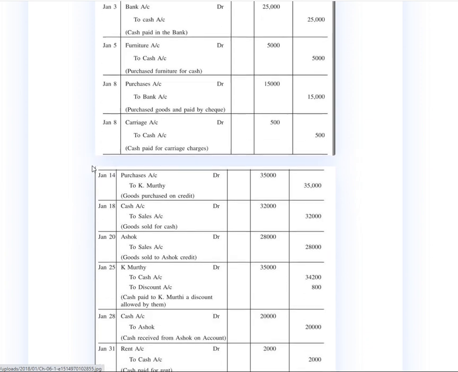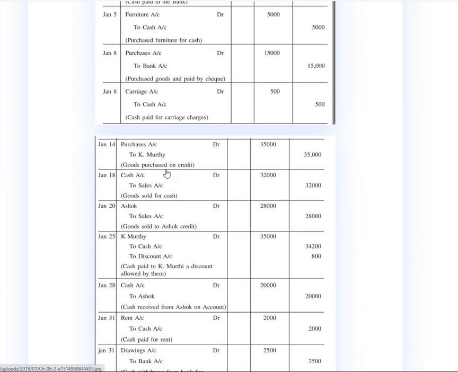So here we know that two accounts are being hit. On January 18th, one is cash account, another one is sales account. Cash is coming in, sales is a revenue item, revenue is increasing. When revenue is increasing, we credit the sales item. Cash is increasing in the business, hence we debit that item. So the cash account 32,000 should be debited and sales account 32,000 should be credited. The narration should be being goods sold for cash.